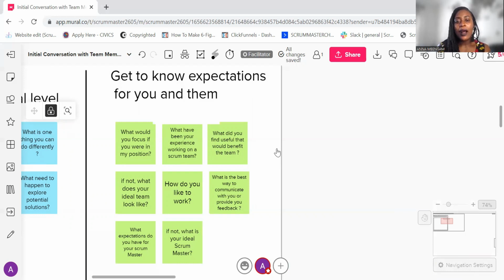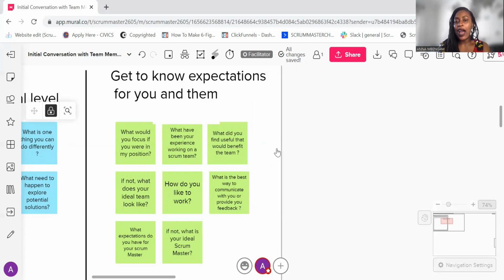And I ask, what has been your experience working on a Scrum team? Is this your first Scrum team you've worked on? If not, what has been your experience on the other team? And just to hear their experiences working on Scrum teams, here is where people are really being expressive as far as their experience on the Scrum team. Some of them might say, I like it. Some of them might say, I don't like it. Either way, you're going to get a response.